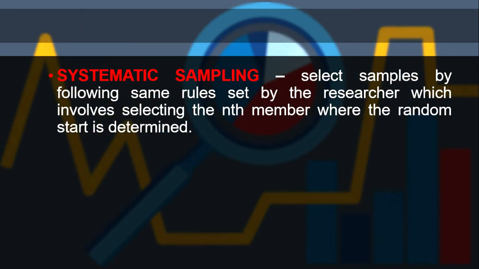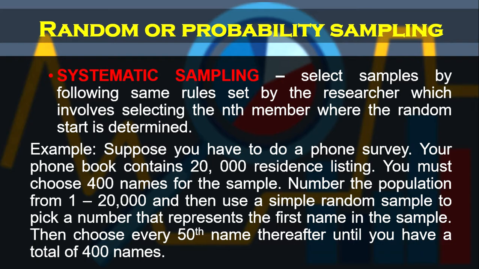And then another one, the systematic sampling. Select samples by following the same rules set by the researcher, which involves selecting the nth member where the random start is determined. Okay, so for example, suppose you have to do a phone survey. Your phone book contains 20,000 residence listings. Okay, you must choose 400 names for the sample, number the population from 1 to 20,000, then use a simple random sample to pick a number that represents the first name in the sample. Then choose every 50th name thereafter until you have a total of 400 names. Okay, so we are picking every 50th name. Okay, and overall we can have 400 names. Okay, 400 respondents as our sample.